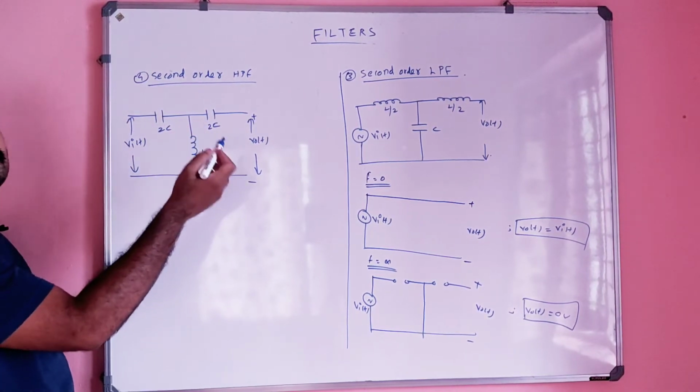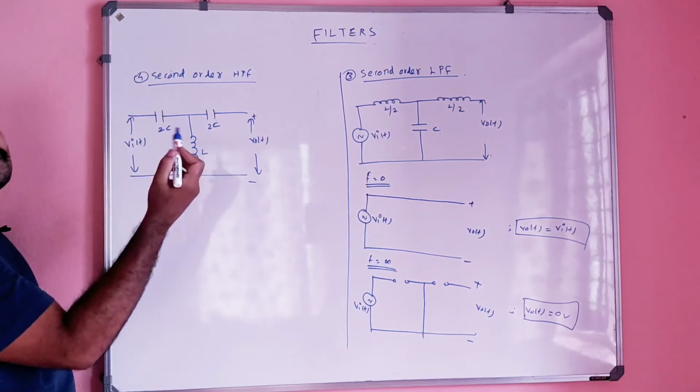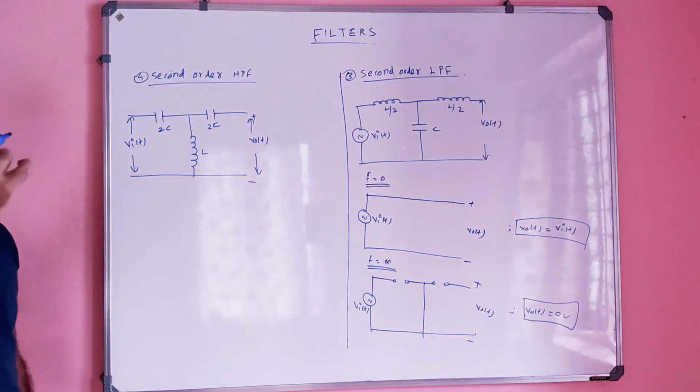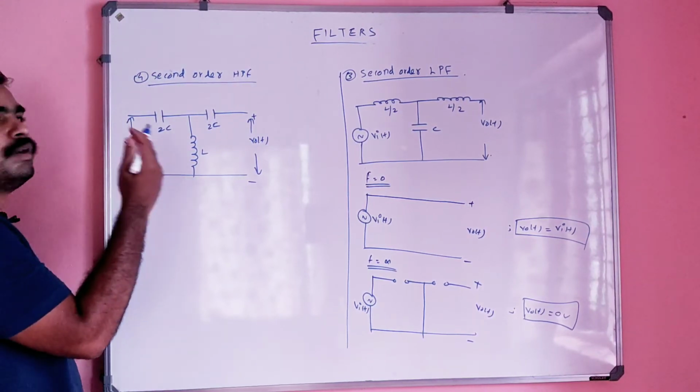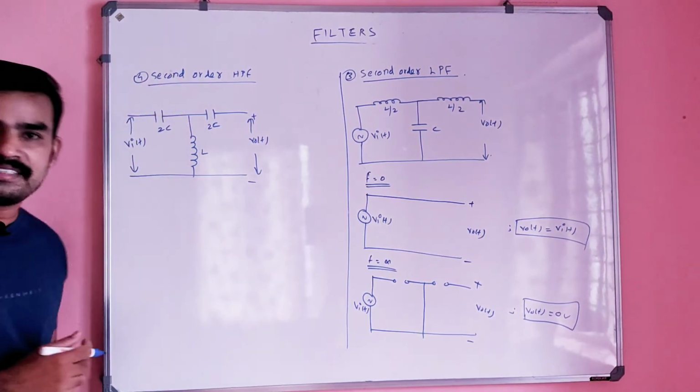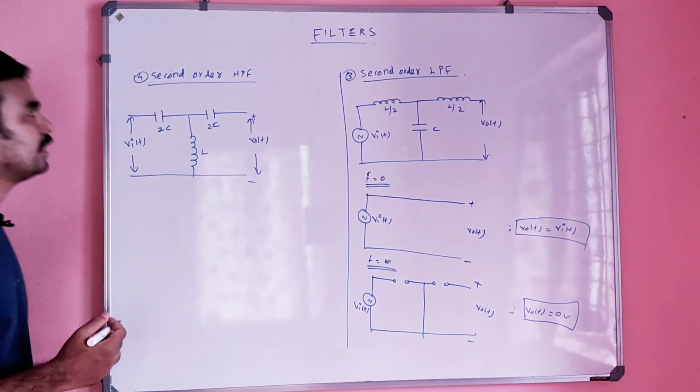2C into 2C divided by 4C is nothing but C. The effective will be C. So the LC combination is 1. There is one inductor and one capacitor effectively in the circuit. That is why the order is second order.